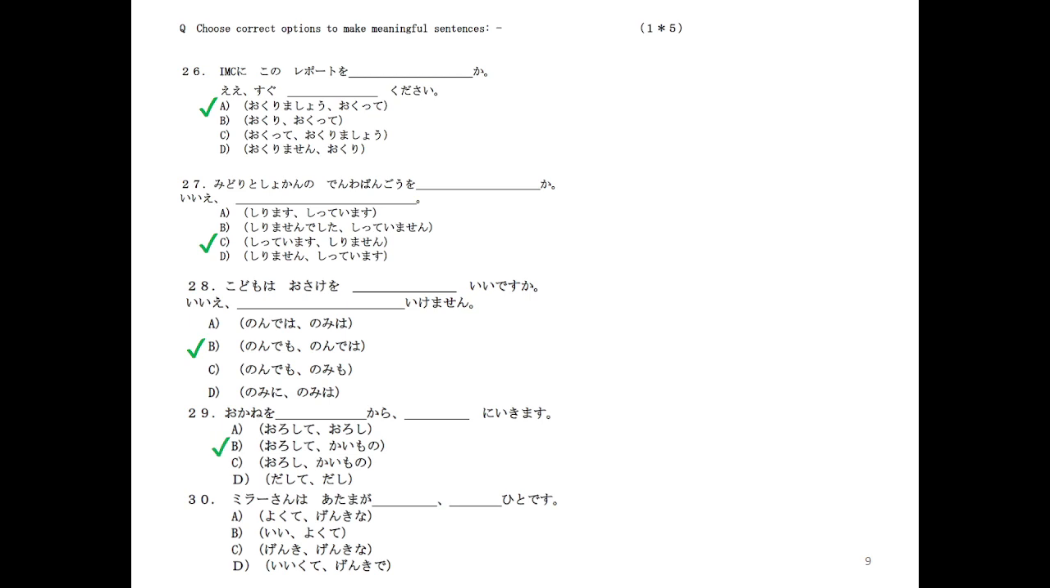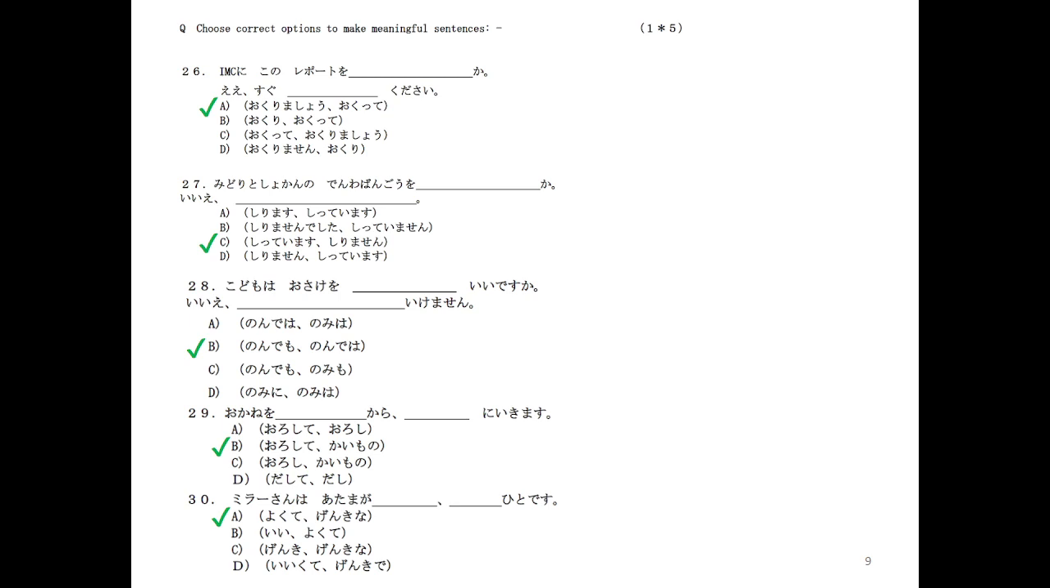Let us go to question number 30. Mira-san wa atama ga dash dash hito desu. What is going to come here? The correct answer is yokute genki na hito desu, which is option A. Ii and yoi are the same, which mean good, but you have to connect the two sentences using the te form. And also remember that genki is a na adjective.